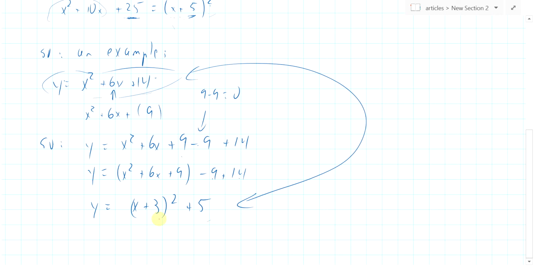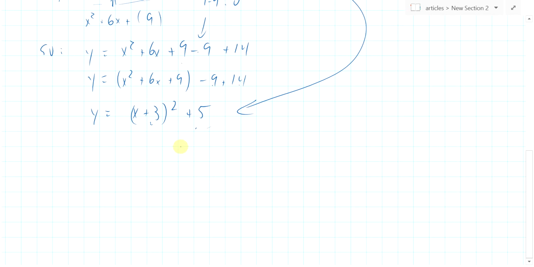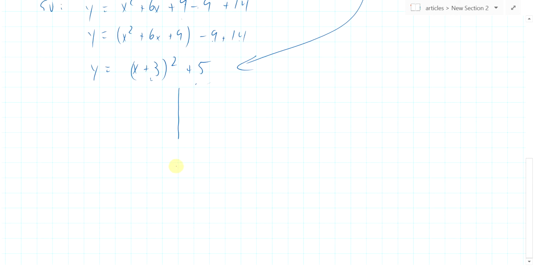I can look at this and say, well, it's been moved left 3, up 5, and not been rescaled at all. So if I graph this function, I need a little more space there because if it's been moved up 5, so left 3, up 5, so there's my vertex. Not been rescaled, so 1 unit over, 1 unit up, 1 unit over, 1 unit up, and it looks like this.